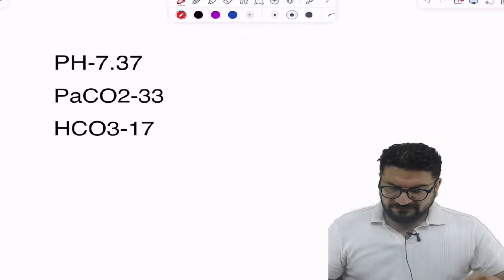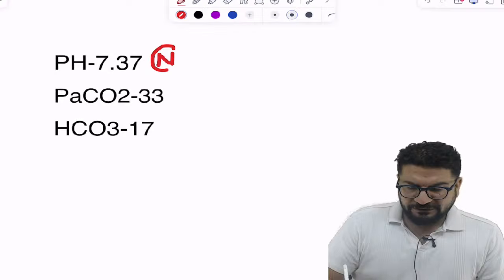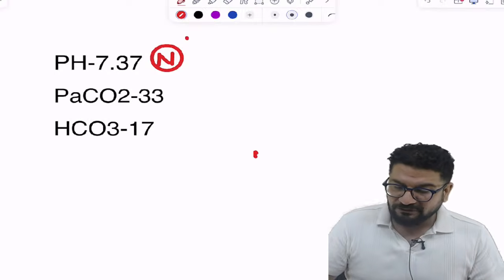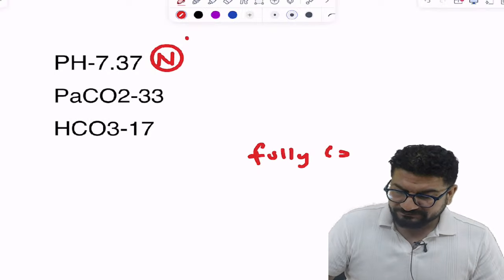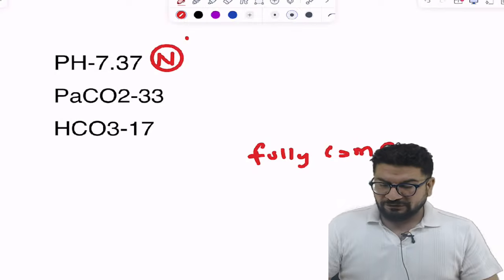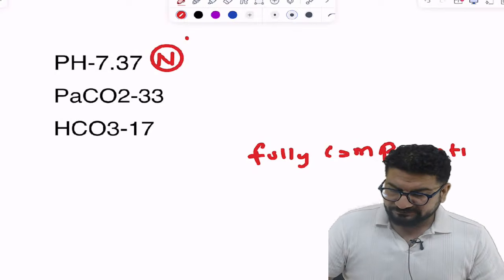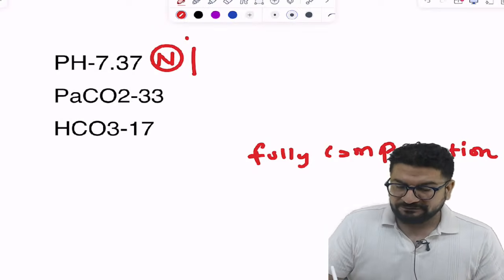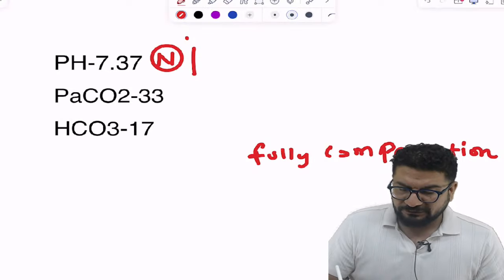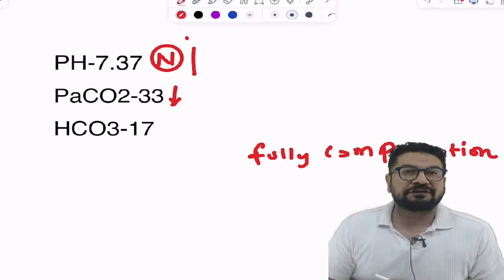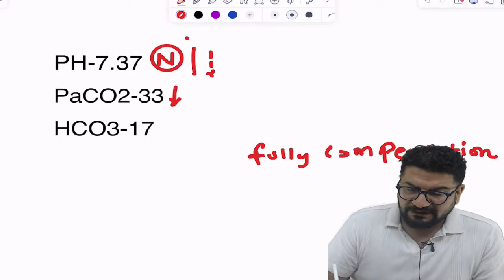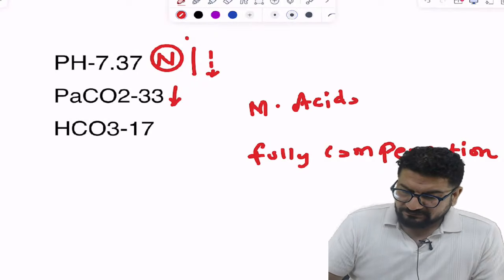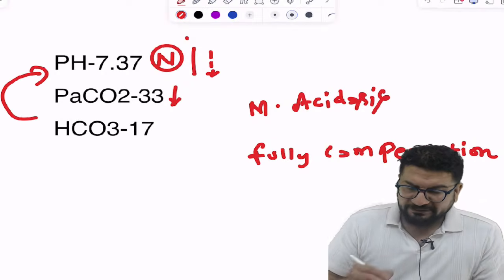Okay, now look at this. pH 7.37. So pH normal. When you see pH normal, they ask you a question on compensation. Just remember, when will pH be normal always? When it is a fully compensated disorder. If there is full compensation, only then will pH become completely normal. So when you see pH is normal, 7.37, and you can see PCO2 is decreased. 7.35 is near to 7.37. So I can say directions are same, means it is a metabolic acidosis, and that is now fully compensated because pH became fully normal.